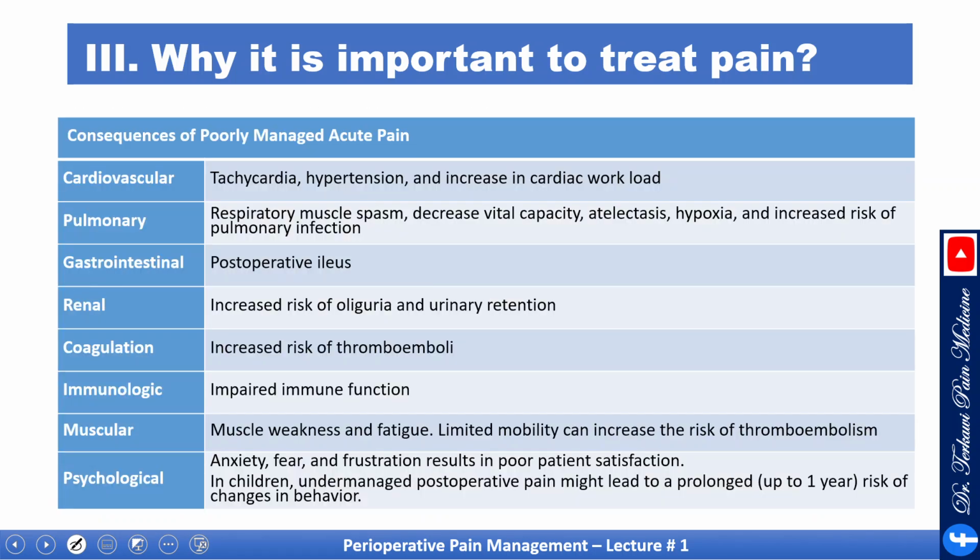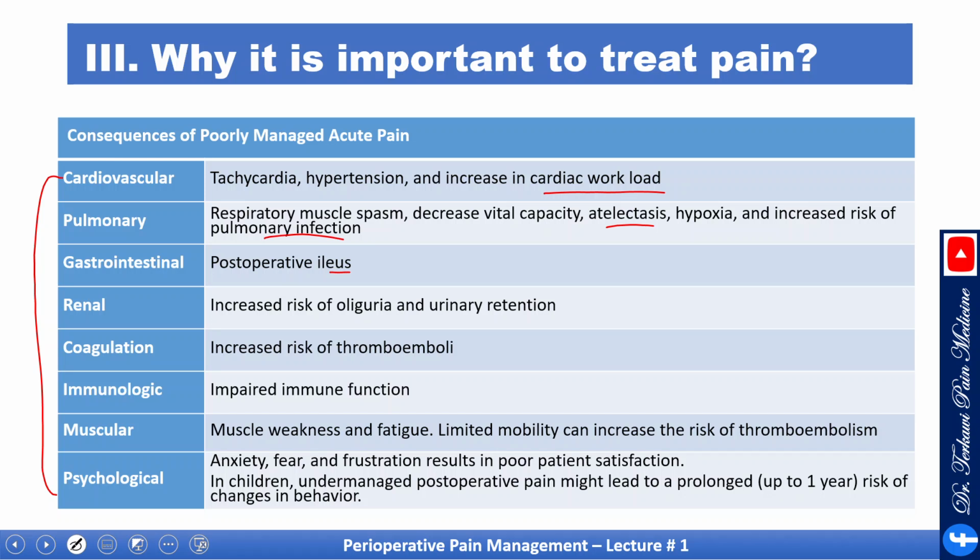Consequences of poorly managed acute pain. As you see, it affects every single system in the body. Cardiovascular: it can cause tachycardia, hypertension, increased cardiac workload, and you know what that can cause in terms of ischemia, myocardial infarction, etc. Pulmonary: respiratory muscle spasm, decreased vital capacity, atelectasis, hypoxia, increased risk of pulmonary infection, pneumonia. Gastrointestinal: ileus.